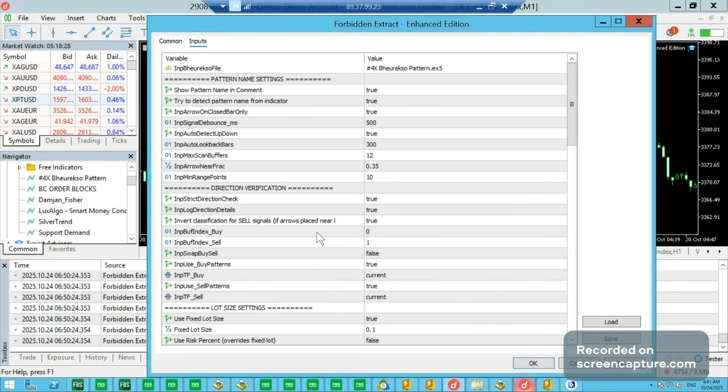And you set your inverse classification for sell signal. If the arrow is placed near, you set it to true. Input buffer 0 for buy. Input buffer for sell is 1. So you leave this swap buy sell at false, and for your input buy pattern, if you set this to false, here we only trade sell. And if you set the sell pattern to false, the EA will only trade buy, it will ignore sell signals. So that is how it works.